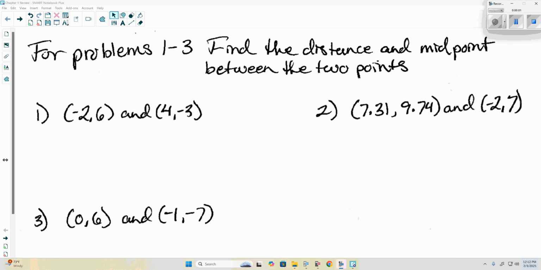Get y'all ready for the test here. So 1 through 3, distance and midpoint between the 2 points. That's all it's asking us to do, is find the midpoint and distance.